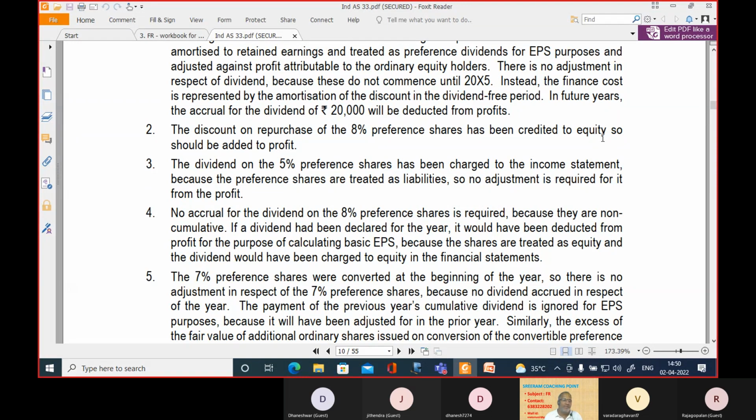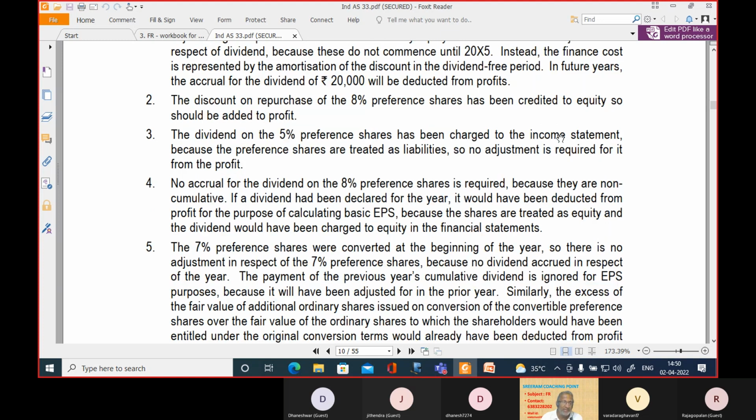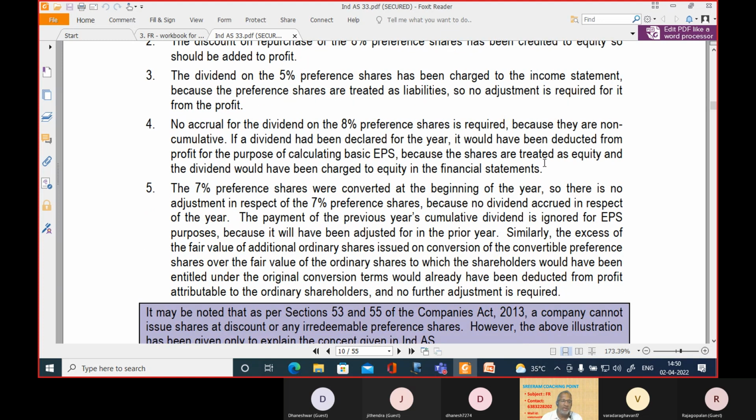Is that right? 7% preference shares were converted at the beginning of the year. So there is no adjustment in respect of preference dividend accrued during the period. The payment of previous year's cumulative dividend is ignored for EPS purposes because it will have been adjusted for in the previous year. Similarly, the excess of the fair value of the original conversion terms would have already been deducted from profit attributable to equity shareholders, requiring no further adjustment.